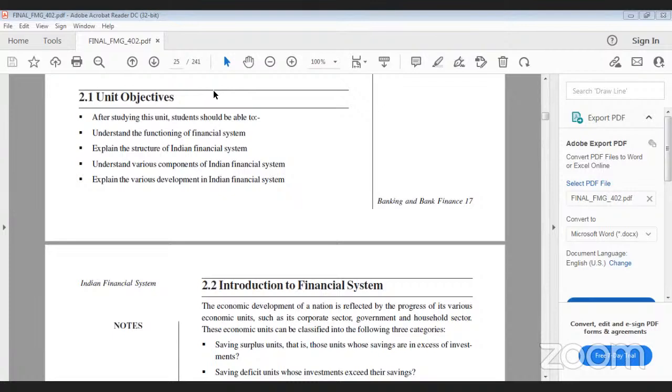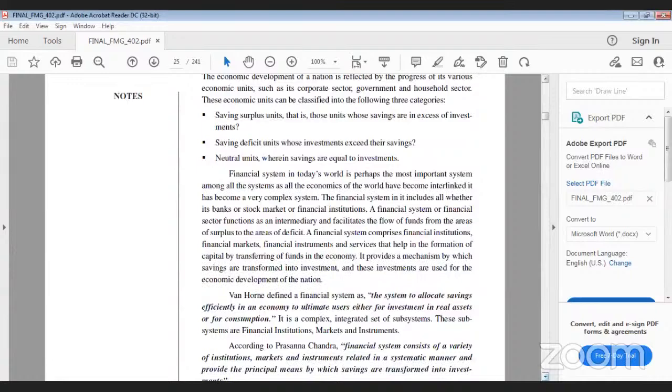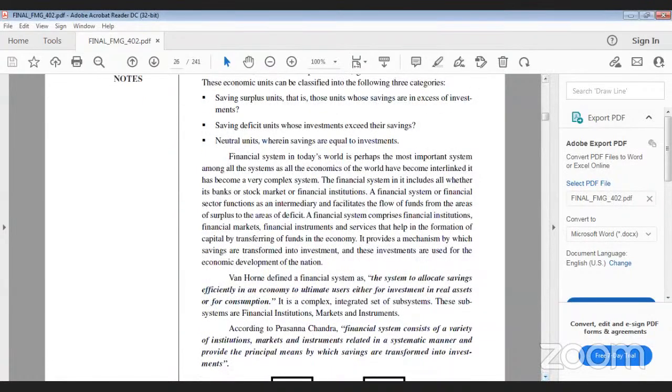Sorry for the disturbance. The economic development of a nation is reflected by the progress of various economic units, such as the corporate sector, government, and household sector. These economic units can be classified into the following categories: saving surplus units, saving deficit units, and the whole investment expected units. So these are the natural things which are related with the financial sectors.